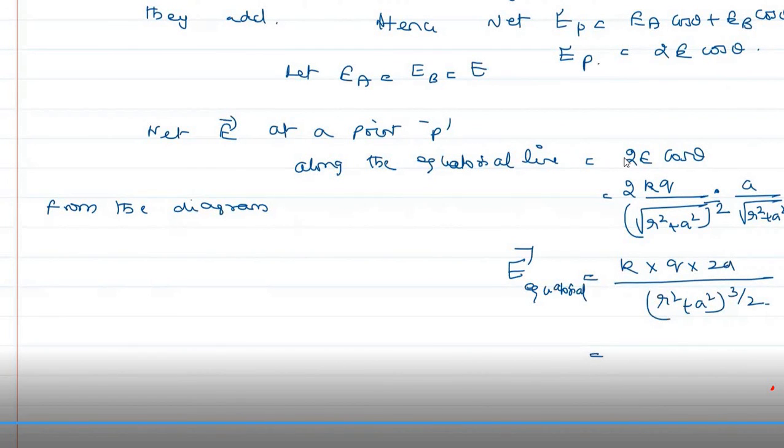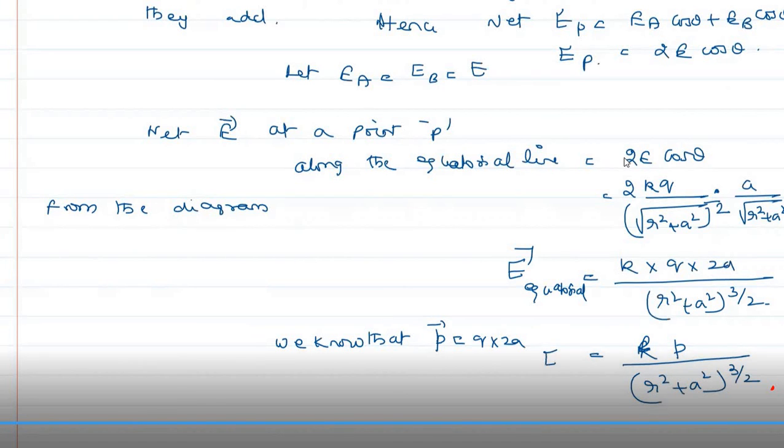Now what is Q into 2A? We know that the dipole moment is equal to Q into 2A, right? The dipole moment is given by this way. So what you can write? You can write instead of Q into 2A, you can write Kp by R square plus A square to the power 3 by 2. It is nothing but electric field along the equatorial axis. Clear or no this derivation?